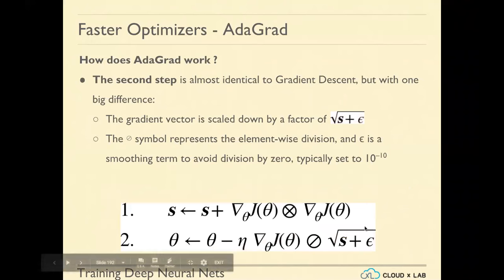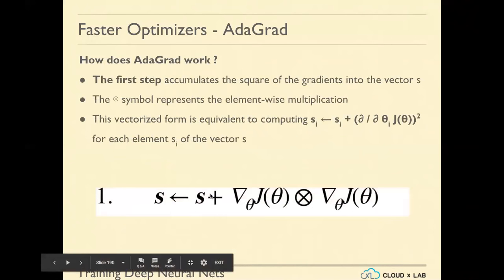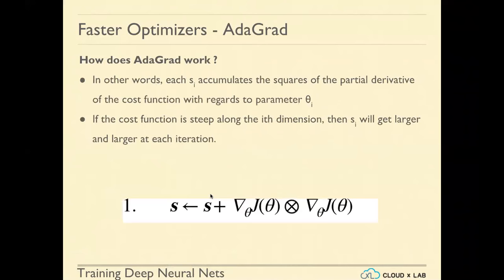Now the next one. All right, so this is okay. It's not a second derivative. If the cost function is steep along the ith dimension, then s_i will be larger and larger at every iteration. So if the cost function is steep, basically it normalizes it. It forces it to come down to a particular value. It forces it to slow down. That's what it is doing.